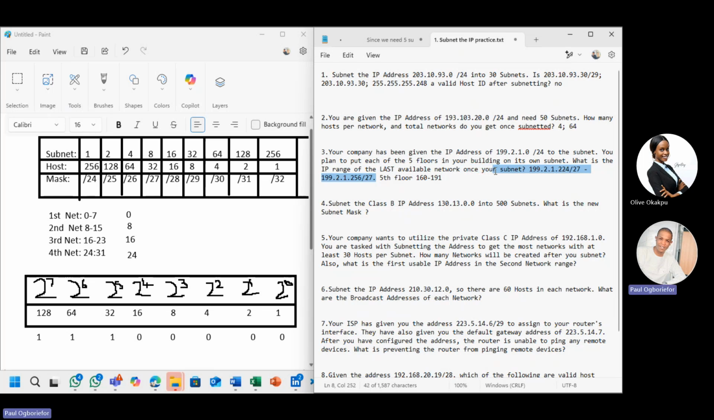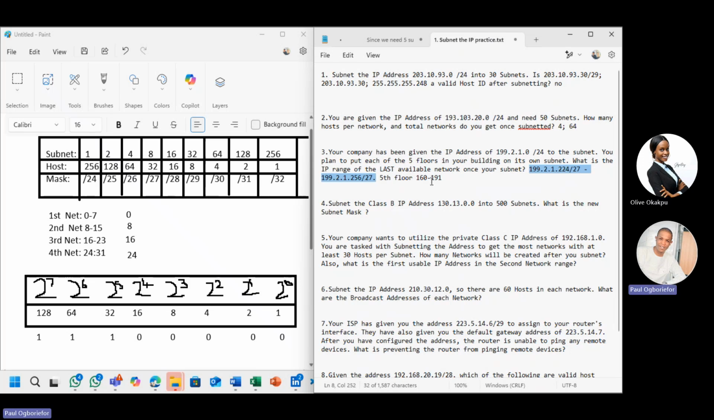I said the network can come in 2 places. Maybe they are asking for the last range. But because they say find the 5th network, for the fifth floor, the 5th network, this is the range of the 5th floor. That's using that same 8 subnet and 32 hosts, right? Yes. This one is the range of the number 8, the 8th network.